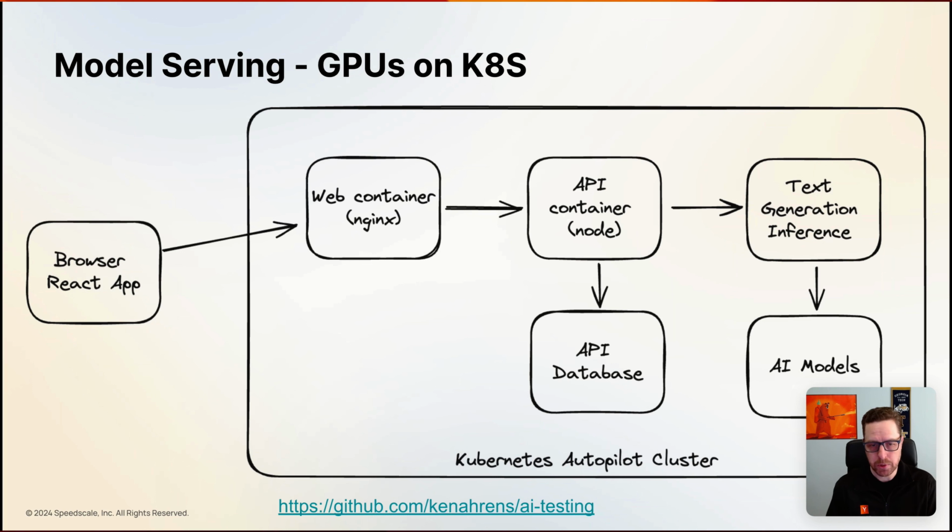A lot of the examples are either in Python or Node.js. I like working with Node. Now I've got kind of the same Node code for my front end and for my API. And then, like I said, the TGI is coming from Hugging Face, so there's an existing container that we can take advantage of.